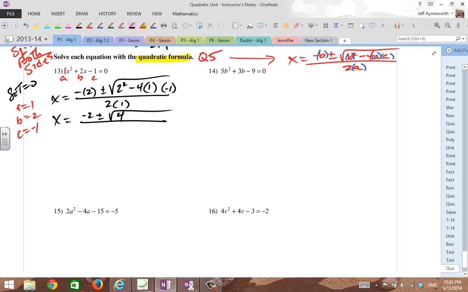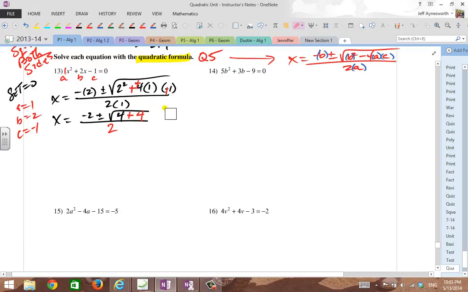Now right here, look at this. I'm going to add the opposite here. I should have put that in red right here. And I see that a negative 4 times 1 times a negative 1 is a positive number, so I'm going to put a plus sign. Most of you guys add the opposite like that. 4 times 1 is 4, times 1 is 4. All divided by 2 times 1, or 2. Okay, and now what we have to do is simplify.